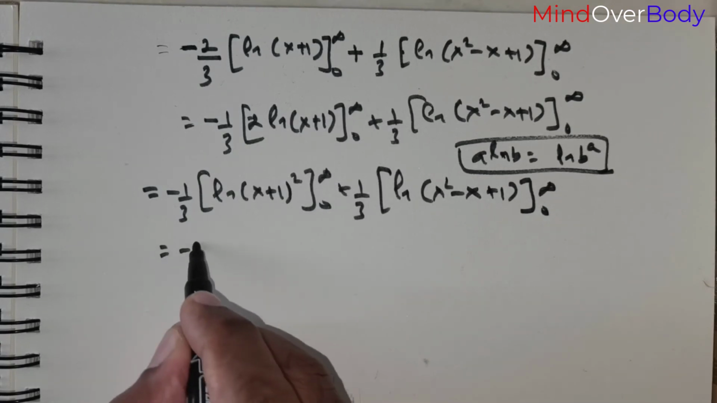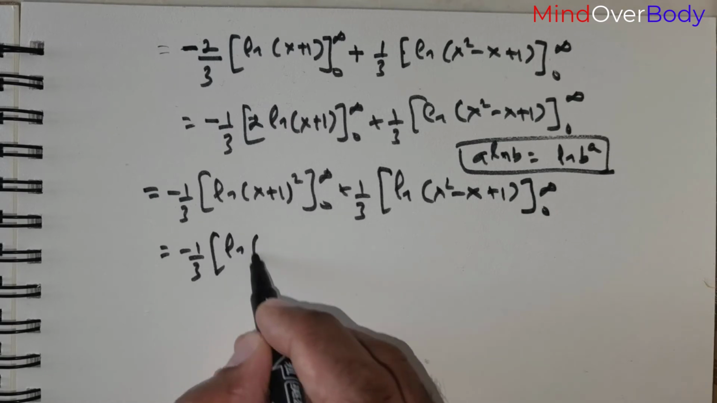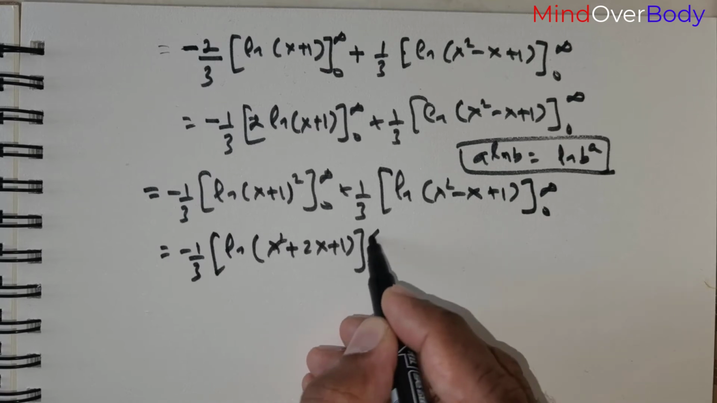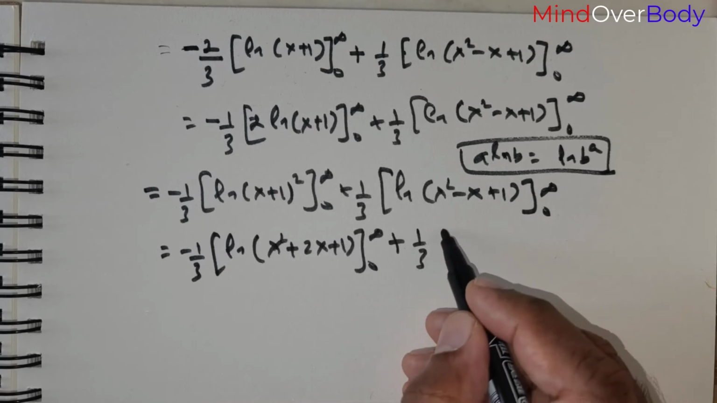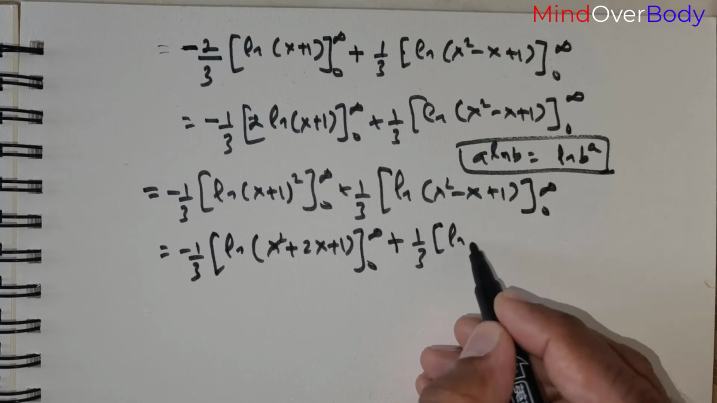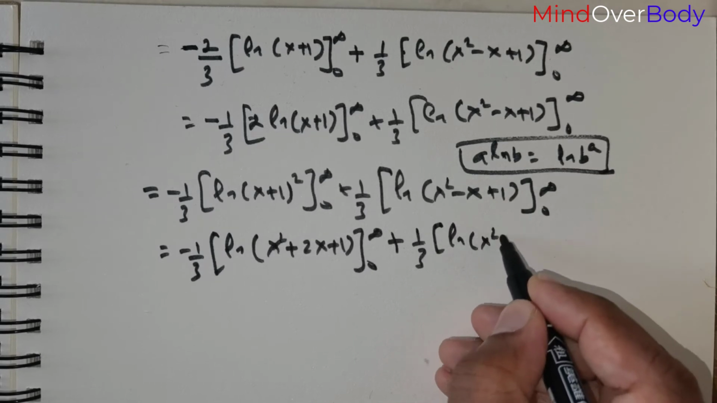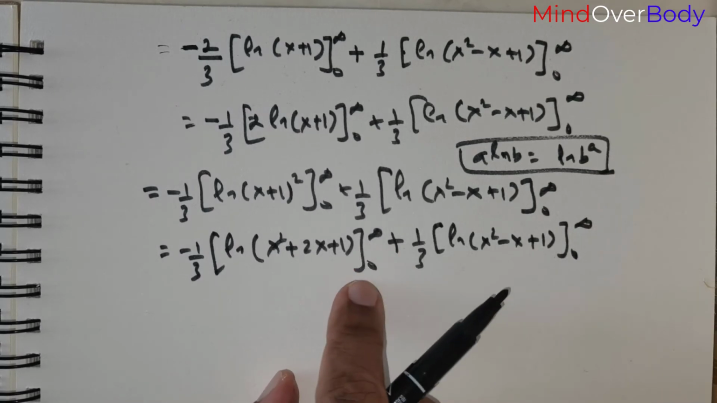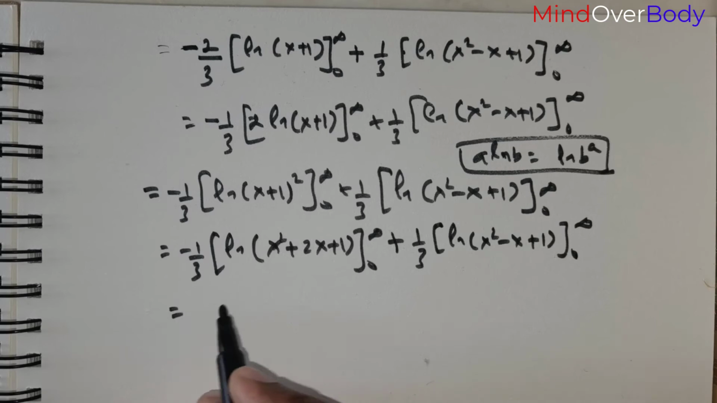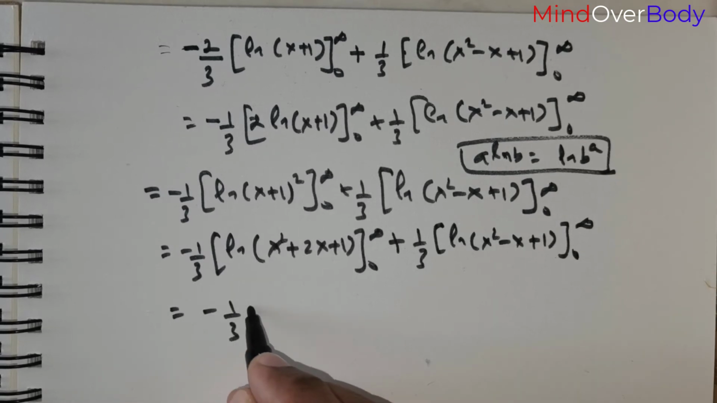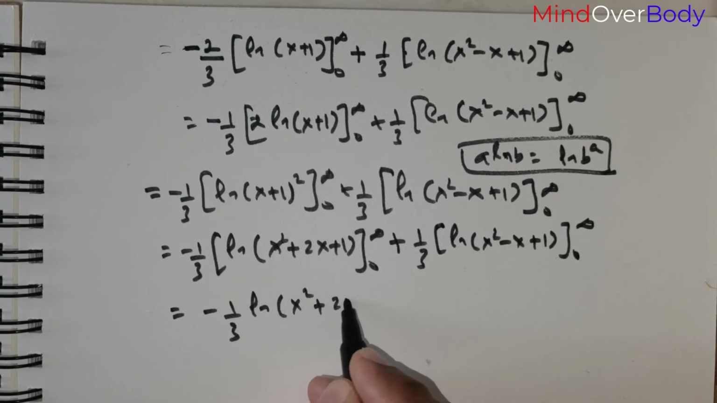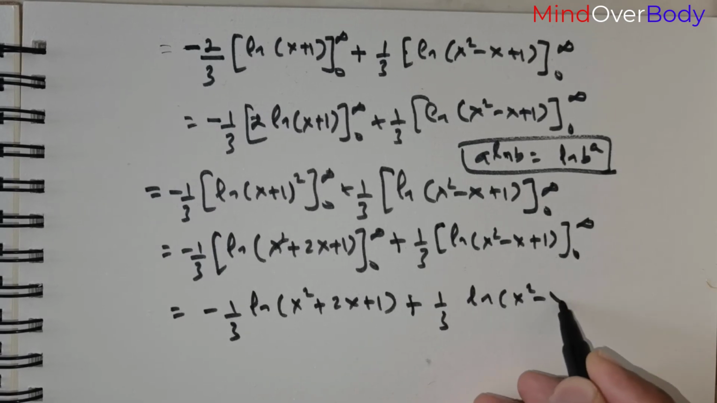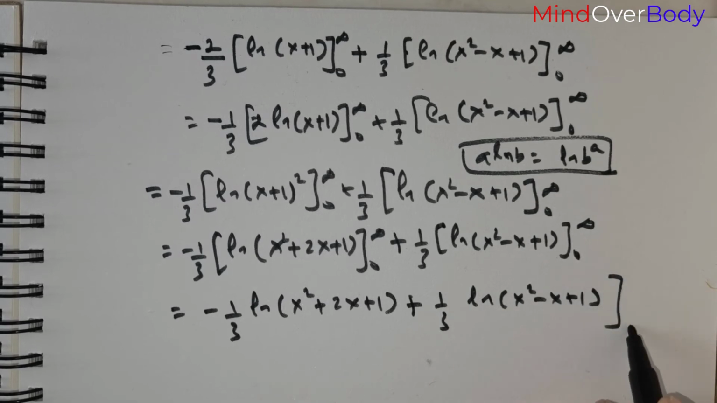Now I can expand this, which is negative 1 over 3 ln of (x squared + 2x + 1). The limits are 0 to infinity. Positive 1 over 3 of ln of (x squared - x + 1). The limits are 0 to infinity. Now both of them have got 0 to infinity. So I would like to rewrite it as negative 1 over 3 ln of (x squared + 2x + 1) positive 1 over 3 ln of (x squared - x + 1). The limits are 0 to infinity.